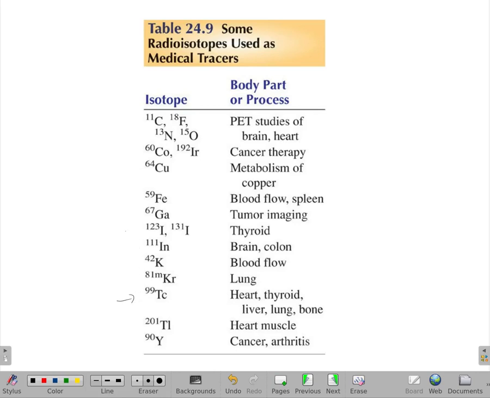Now we have two different ones here for iodine. One of them's more for detection, the other one's more for treatment. The one that's for treatment just has a longer half-life, so it stays more radioactive longer, and that helps destroy cancer on the thyroid.